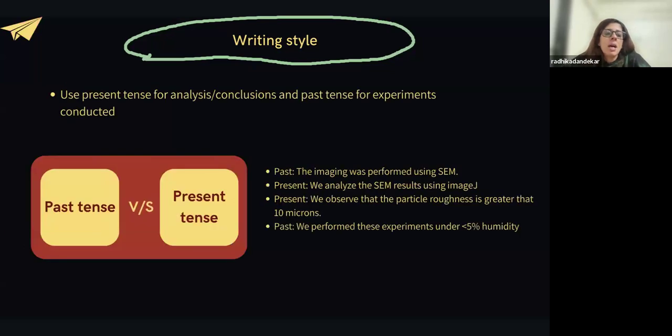Now, about tenses also, many students get confused about which tenses to use for which sections. As a rule of thumb, you can use the present tense for analysis or conclusions, and the past tense can be used for experiments conducted. This is how you should use past and present tenses.